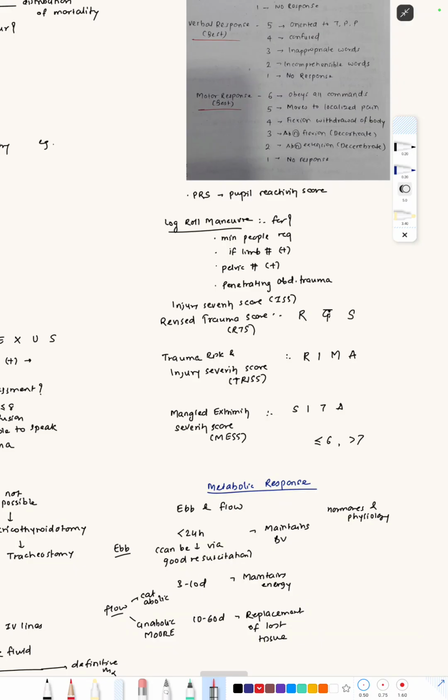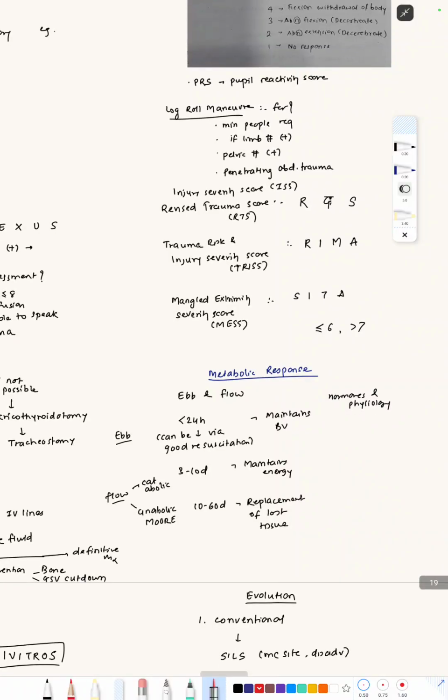Now in the mangled extremity severity score, that is MESS score, the mnemonic is SIAT, where S stands for the shock group, I stands for ischemic group, T stands for the type of injury, and A stands for the age group. If the score is less than or equal to 6, then that limb is salvageable. If the score is more than or equal to 7, then in that particular case amputation is required. Metabolic response is given by Ebb and Flow. So in the ebb phase, within 24 hours, it can be decreased via good resuscitation. So the ebb phase is the one that can be changed by good resuscitation.